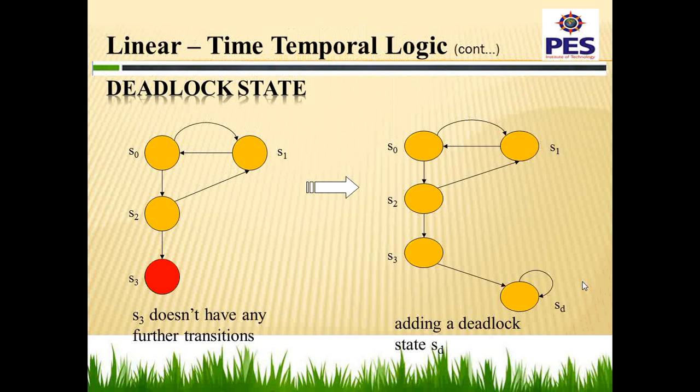Deadlock can be represented like this, and here we see a deadlock from S3. S3 does not have any further transition, so the system is in deadlock. We can add one more state SD as a state to show that the system is in deadlock.